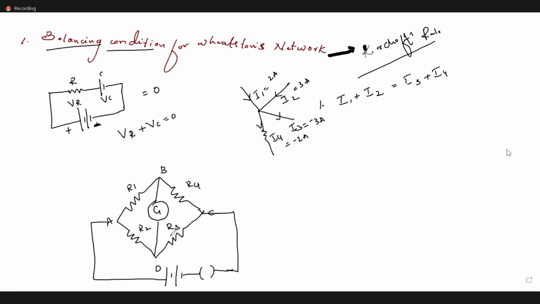Is it clear how to draw the diagram? Now the current is flowing like this, like this, and it will come here.